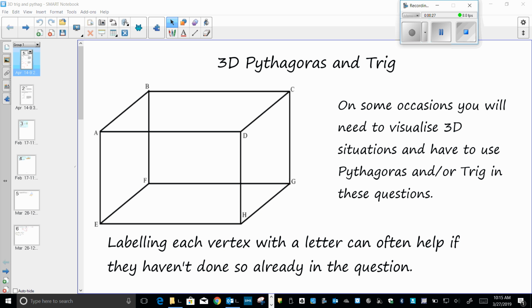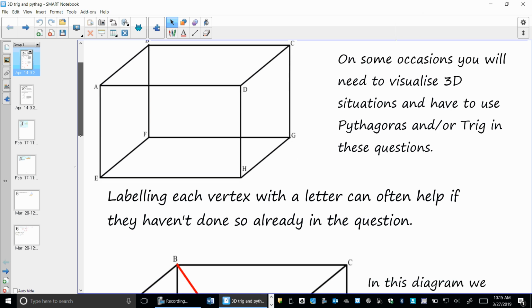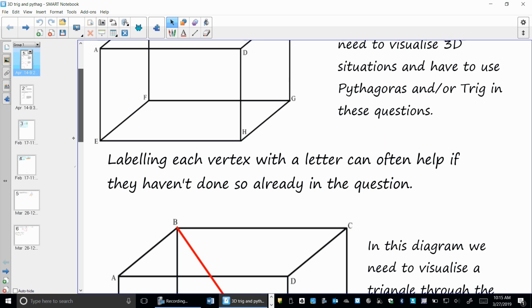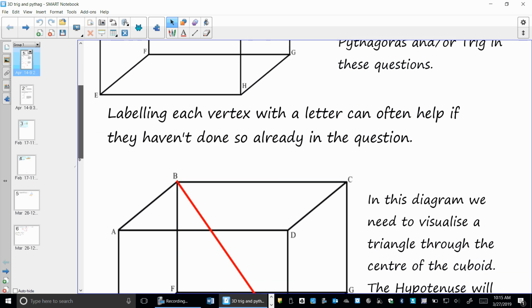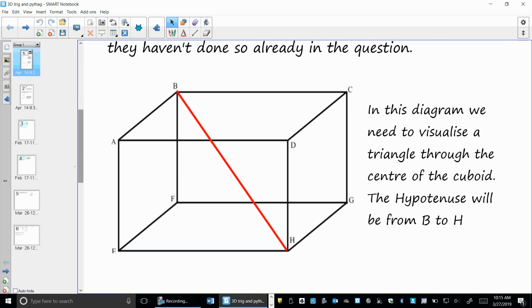Something that may help, if they haven't done it, is to label the vertices, okay? Because when you're redrawing your triangles, you can actually have labels on them so you can see clearly where they're coming from. So if that's my solid, if I was looking at this line going through the middle, you can see that it goes from B, which is this top back bit, to H, which is this front bottom bit. So that obviously goes through the block.